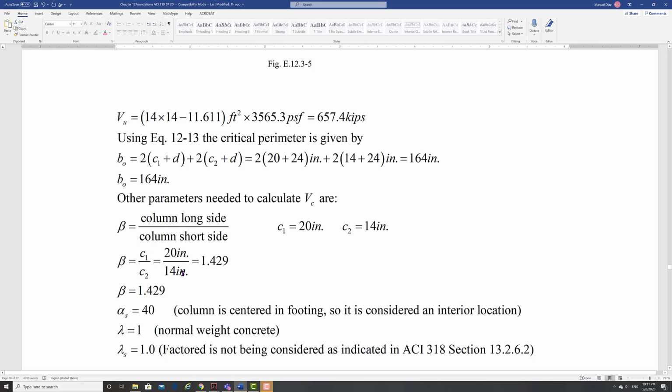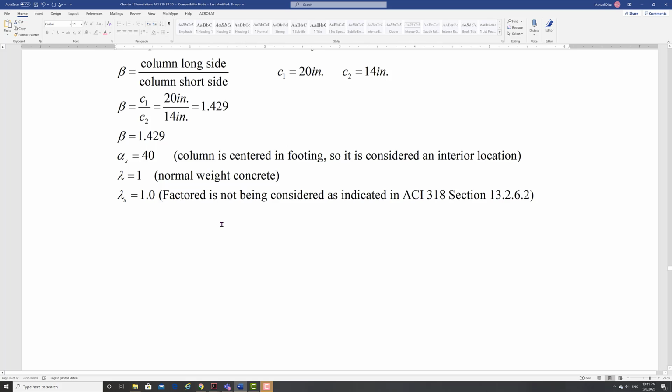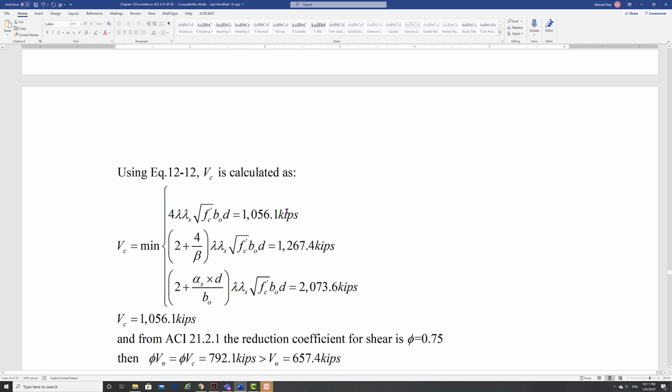You could have done a 1, right? But there it is. Center column, so that's a 40. My lambda, normal weight concrete. Remember, this can be ignored. Good thing. I mean, gosh, that would have been killer. Okay, so we can ignore that one. 13262, right? And we find our values.